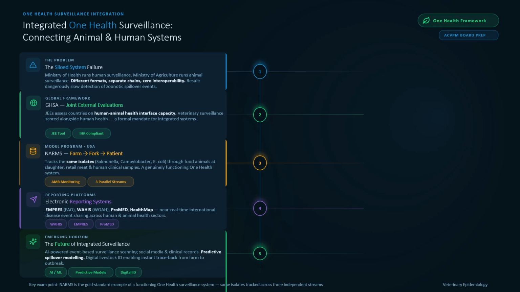We've connected animal and human systems, but every one of these systems shares a hidden weakness. They only ever see a fraction of the disease that's really out there. Let's confront the underreporting problem next.